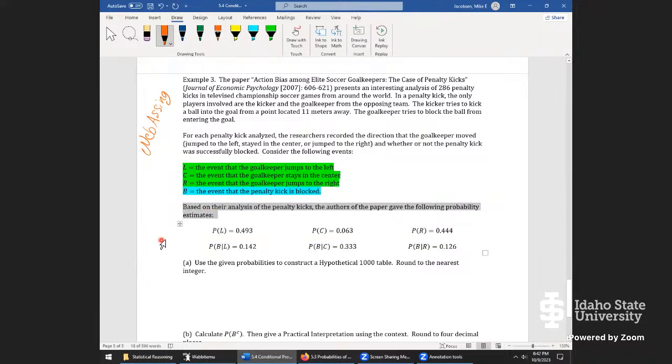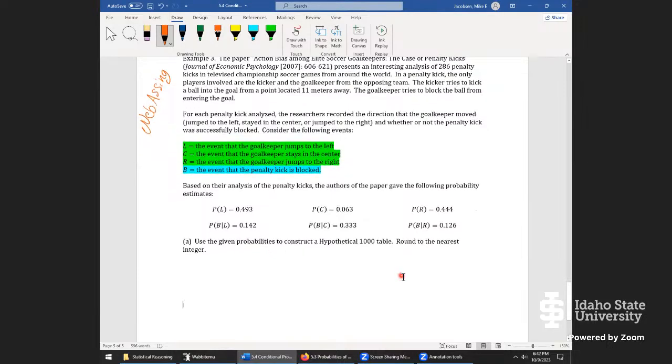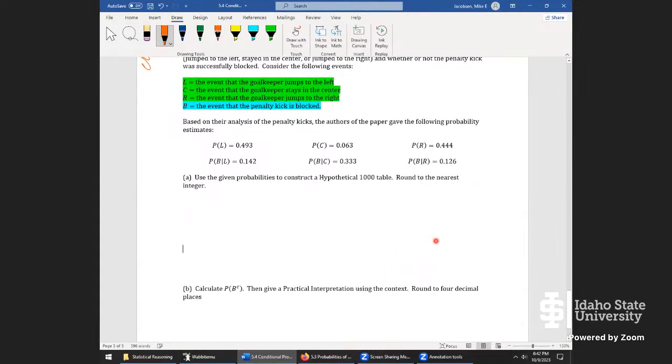Now they go on to say, based on their analysis of penalty kicks, the authors of the paper gave the following probability estimates. That's a lot of information, and that's what's nice about probability as well. You could be given tons and tons of information like this, but if you stitch it back together in just the right way, you can ask and answer very interesting questions. It says right off the gate, use the given probabilities to construct a hypothetical 1000 table. So let's give this a try right down below here.